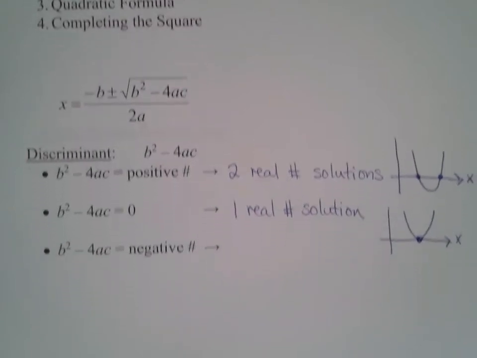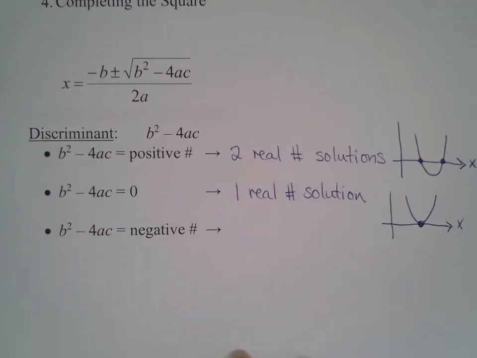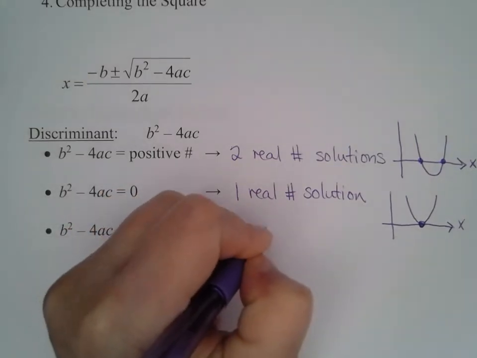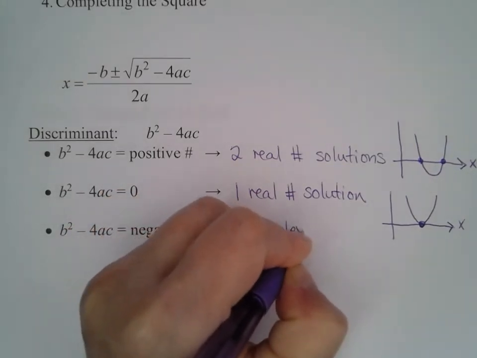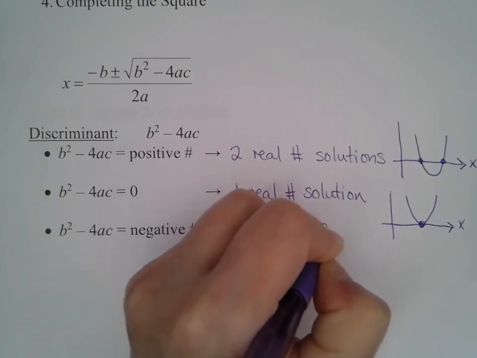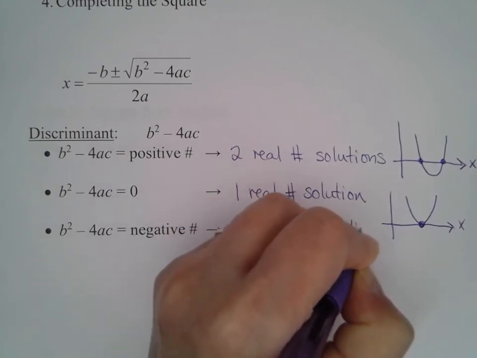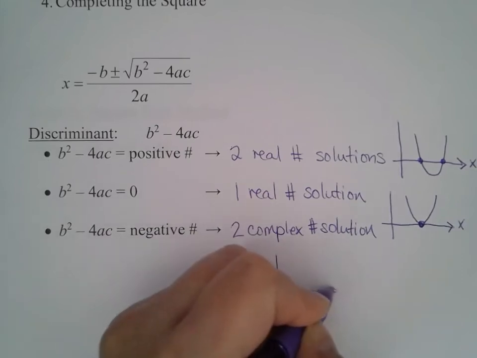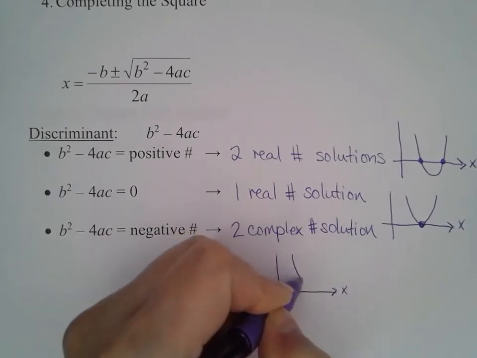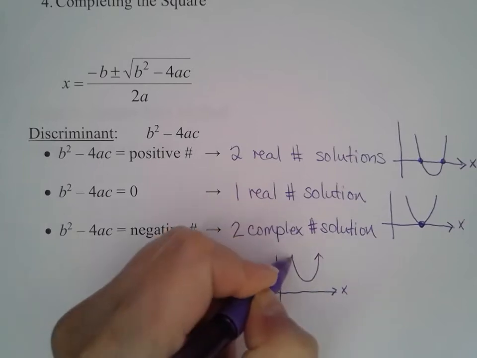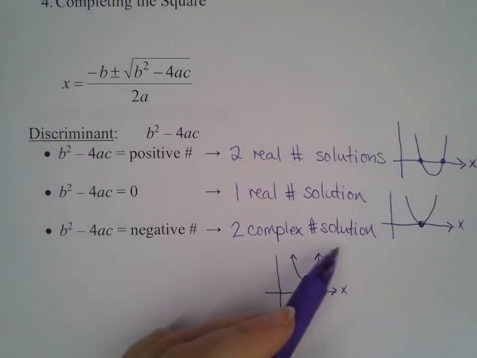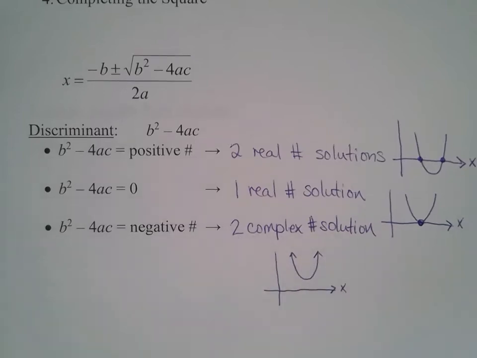Okay, and then the last possibility is that the discriminant could be negative, and in that case, we're going to get 2 complex number solutions. When the solutions are complex, the parabola does not touch the x-axis. And those 2 complex solutions are going to be conjugates of one another. They show up together in pairs like that.